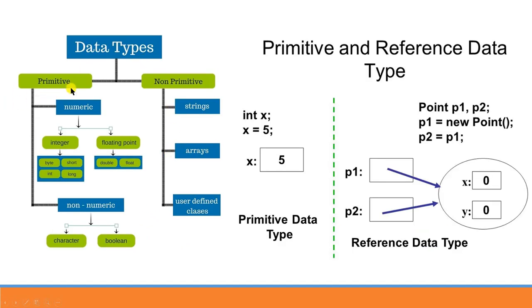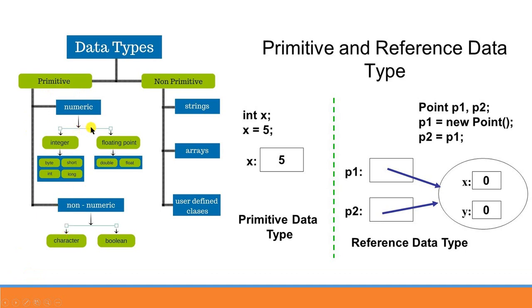In Java, we have two data types, primitive data type and non-primitive data type. Primitive data types include the numeric, integers, and the floating point numbers. For integers, we have byte, short, int, long. For floating point data types, we have double and float. For non-numeric data types, we have character and boolean. And all of these are considered primitive data types.